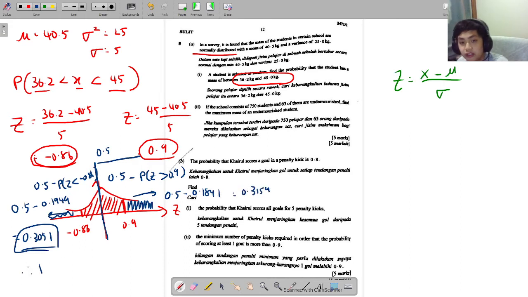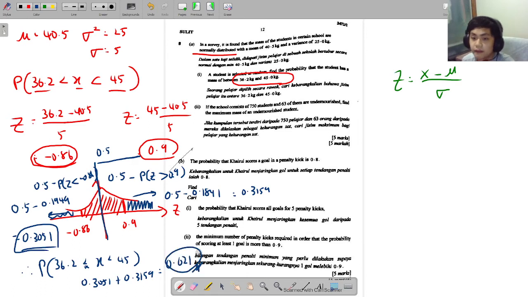Therefore, the probability of the mass between 36.2 and 45 is 0.3051 added with 0.3159, and that is 0.621. Right? So this is part 1 done.